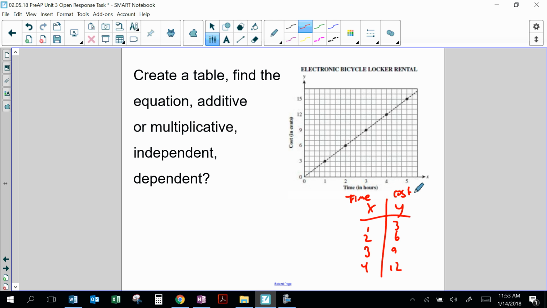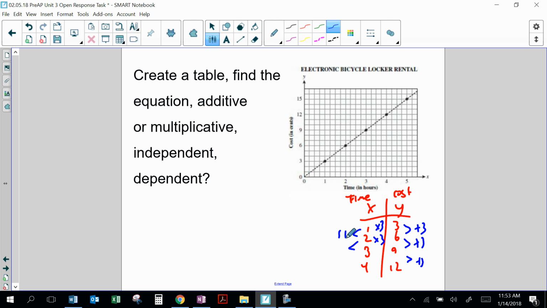So what is the process here? How do you turn a 1 to a 3, a 2 to 6, a 3 to 9, a 4 to a 12? Is it just times 3? No, it couldn't be that easy. Is the relationship just times 3? Well, let's see. What is the rate of change? It's increasing 3 for every 1 hour.